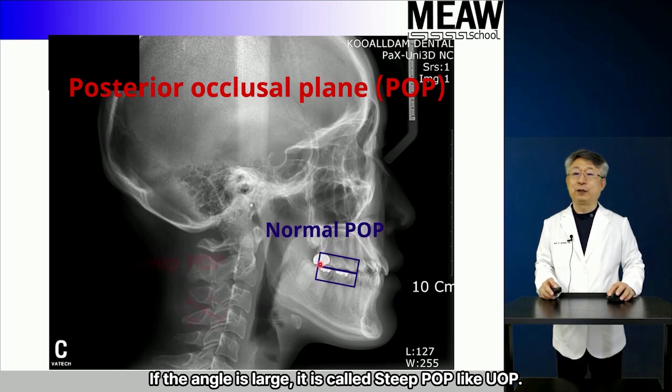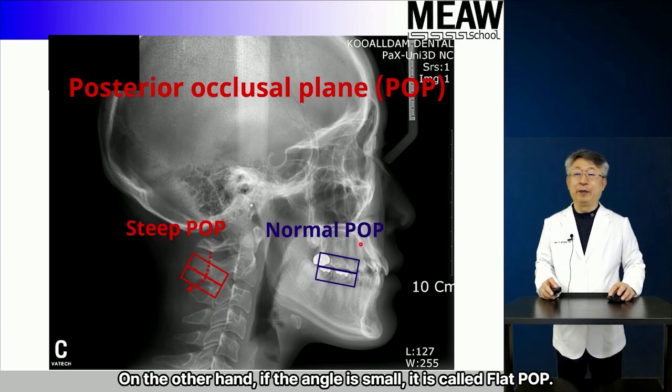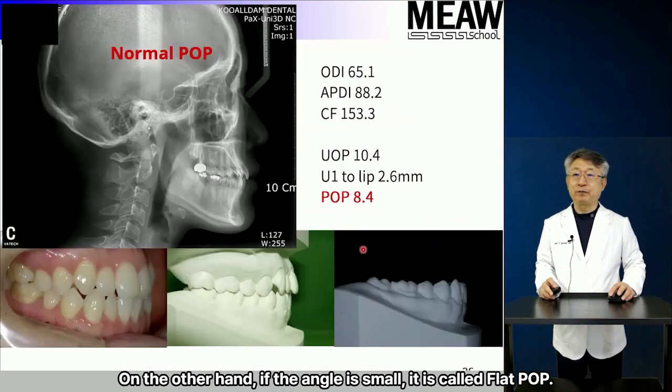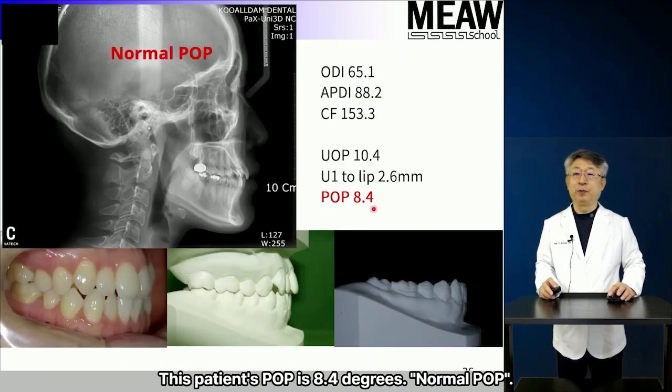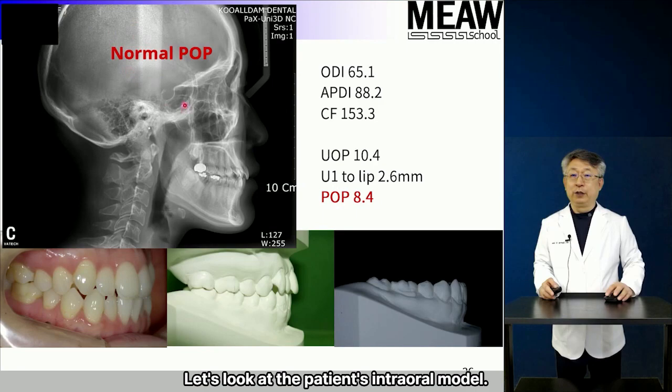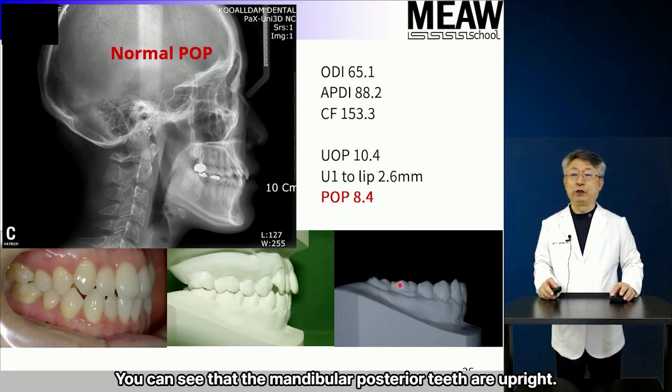If the angle is large, it is called steep POP like UOP. On the other hand, if the angle is small, it is called flat POP. This patient's POP is 8.4 degrees, normal POP. Let's look at the patient's intraoral model. You can see that the mandibular posterior teeth are upright.